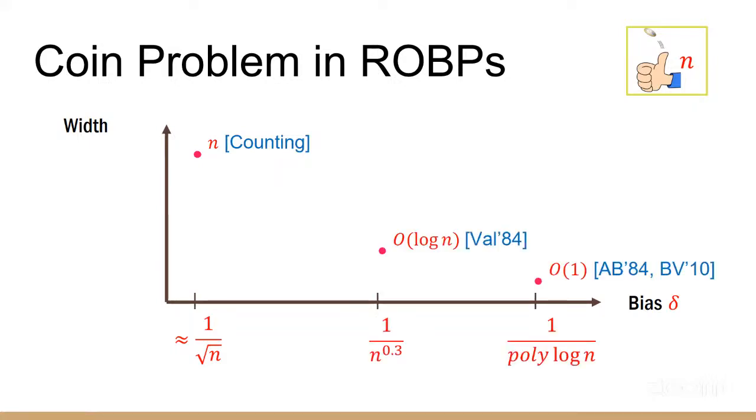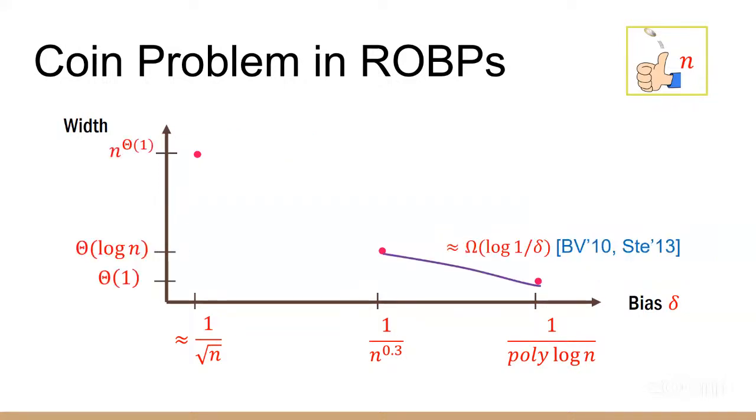Now, even more surprising is that you can actually detect a 1 by polynomial bias with only log n bits, using read-once branching programs. You would think that at least 1 by n to the epsilon biases require large width, but it is true that you can detect a 1 by n to the 0.3 bias with log width. So we will look at the construction for this low width construction for detecting such biases.